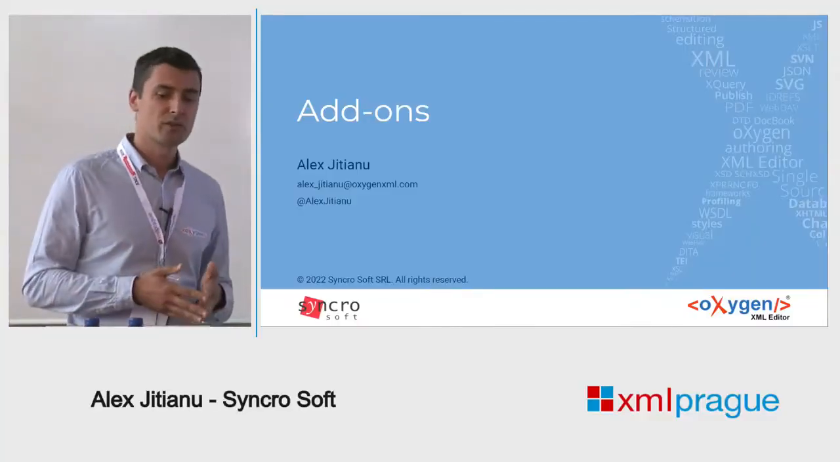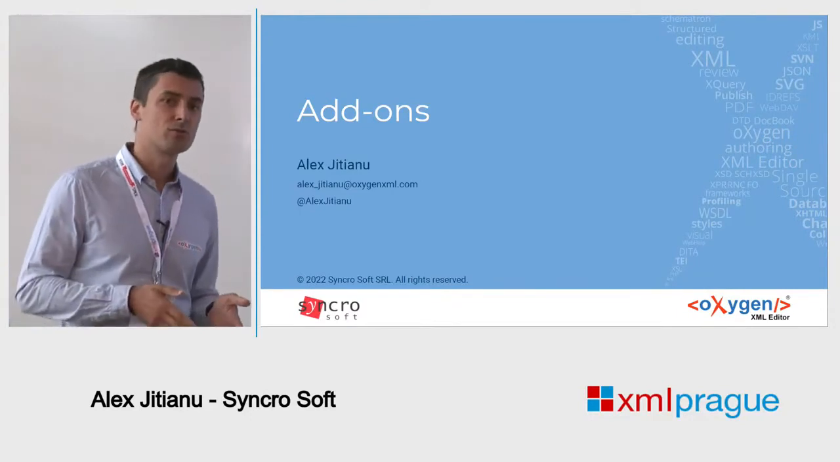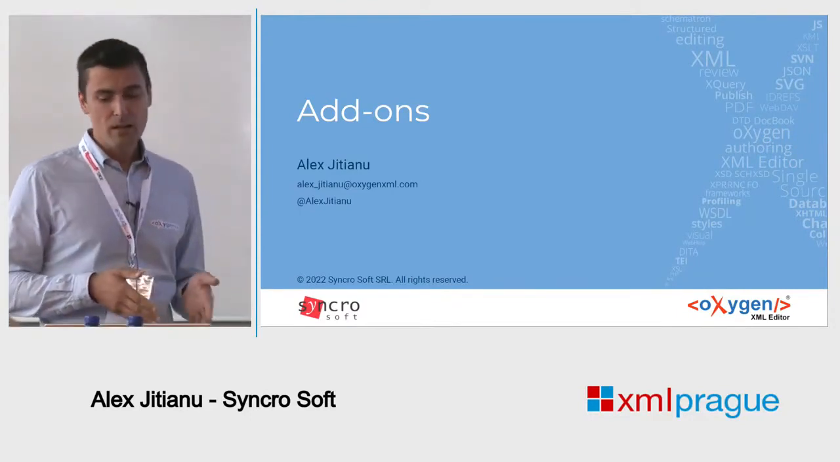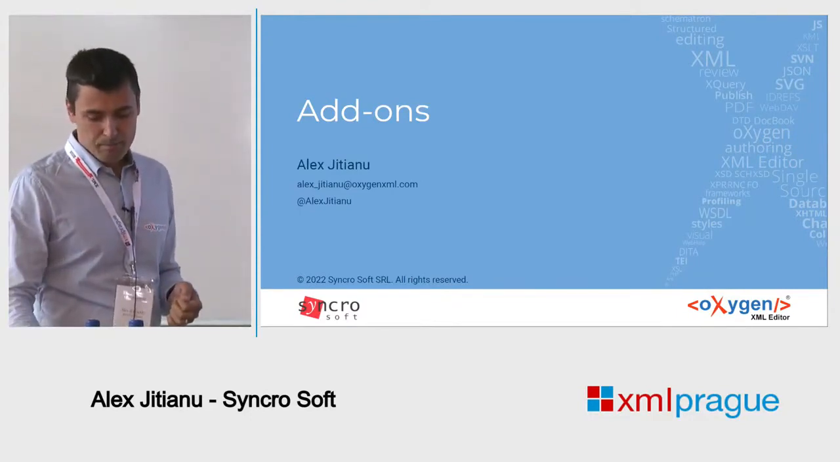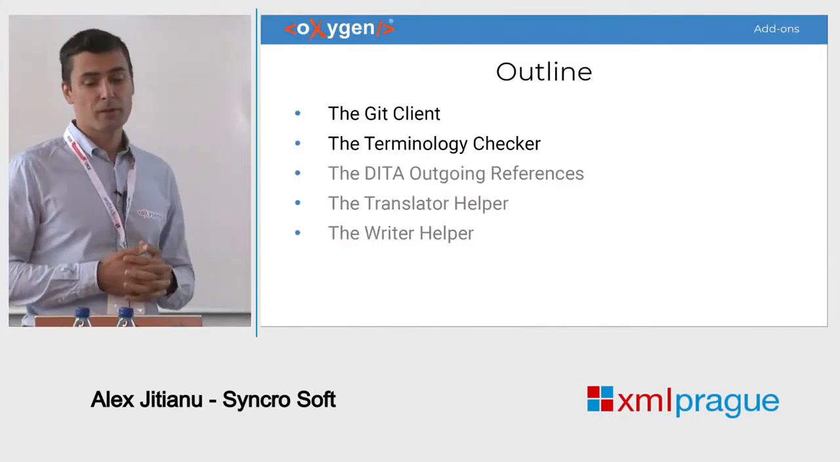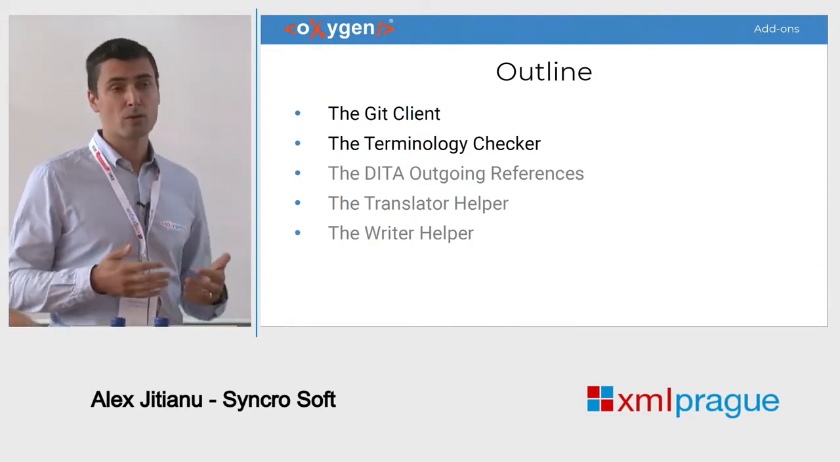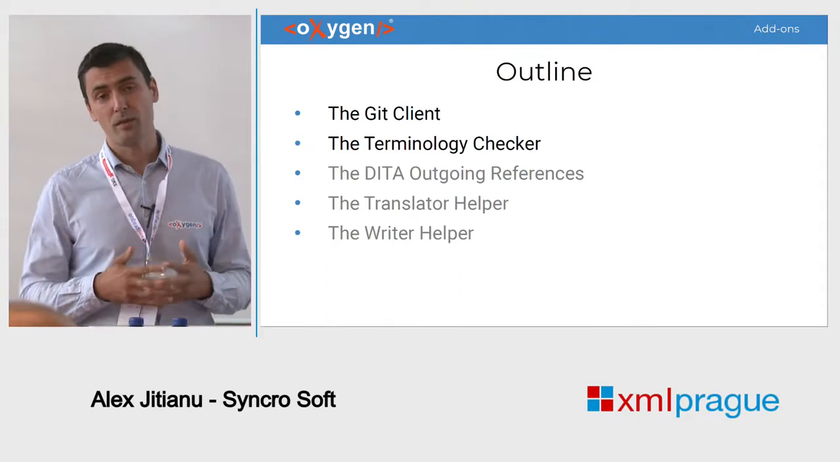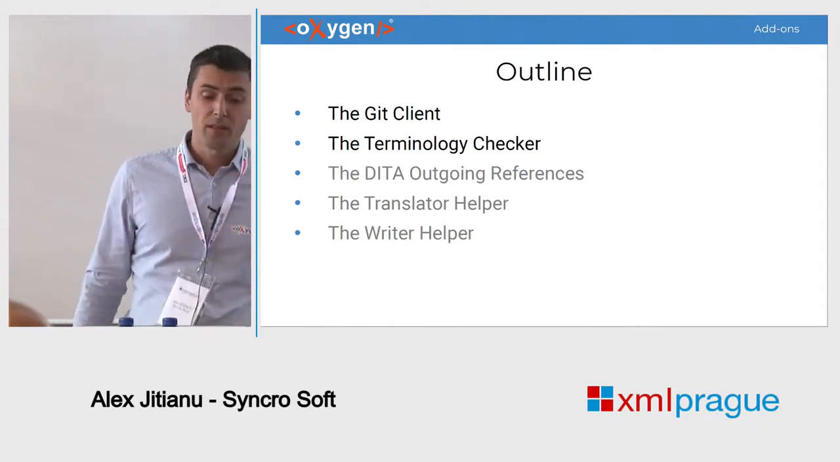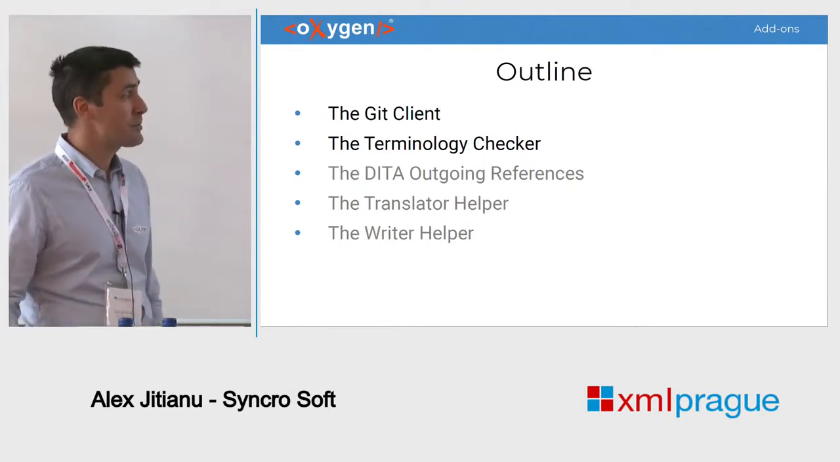Right, so we started to implement functionality as add-ons so we could release it more frequently, to be independent of Oxygen's own release cycle. And afterwards, it was a great opportunity for us to test our own Java API, our own SDK. And right now, we have quite a few of them available.